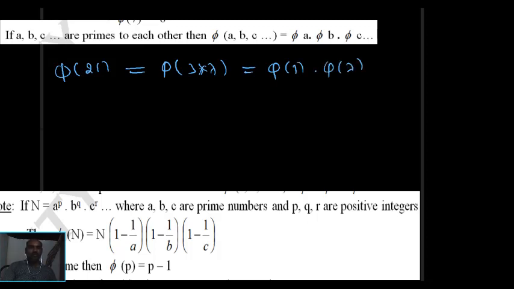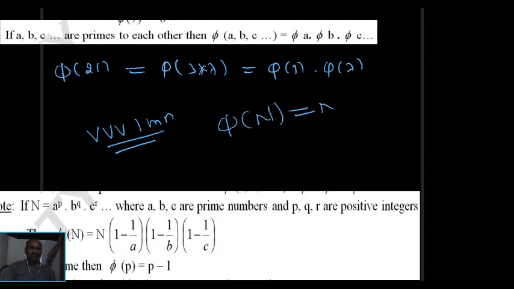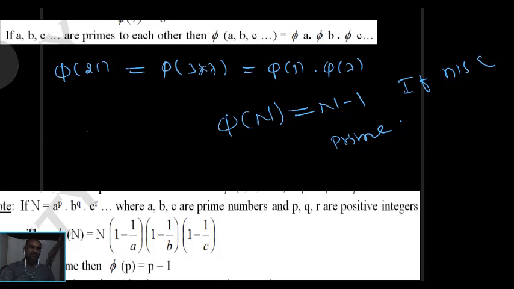Okay. One more important note, students. Very important. Phi of n equal to n minus 1 only if n is a prime. If n is a prime. I will show you through examples. So this is a very important one.